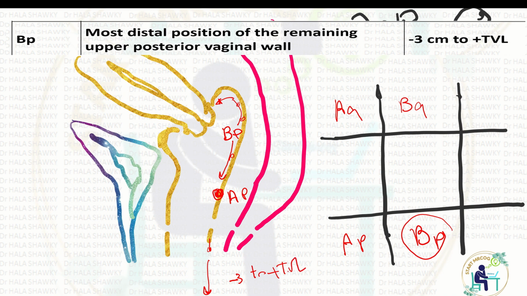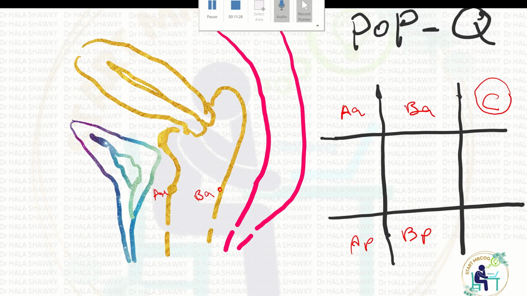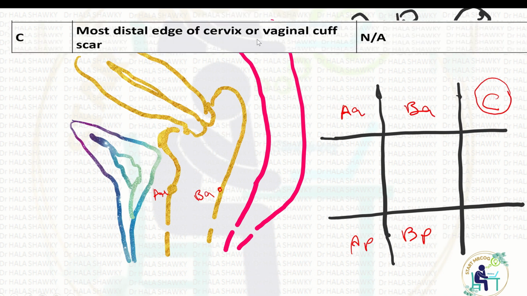And depending upon the prolapsed part, the maximum point of the prolapse outside the hymen will be -3 to plus total vaginal length. Coming to point C, which is the most distal edge of the cervix or vaginal cuff scar. So this is the cervix, this is the most distal, let's say this point, so it is point C. This point will correspond also to the vaginal cuff scar if there is hysterectomy and we are evaluating for vault prolapse.